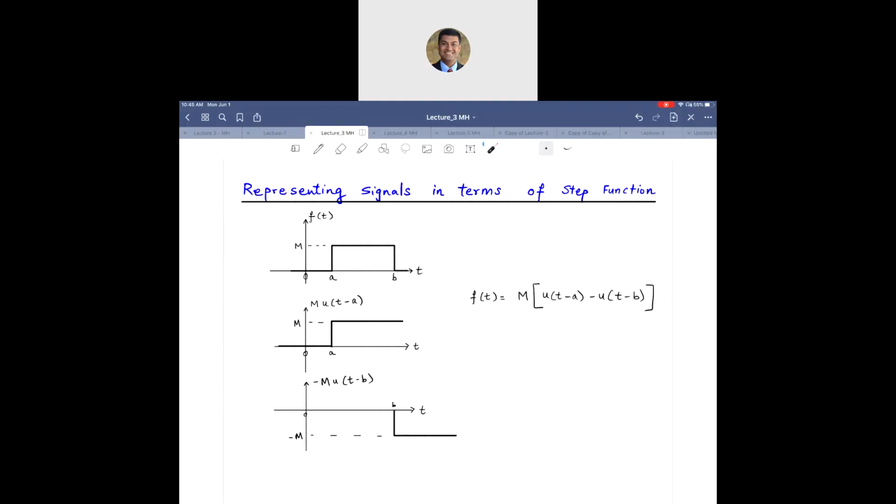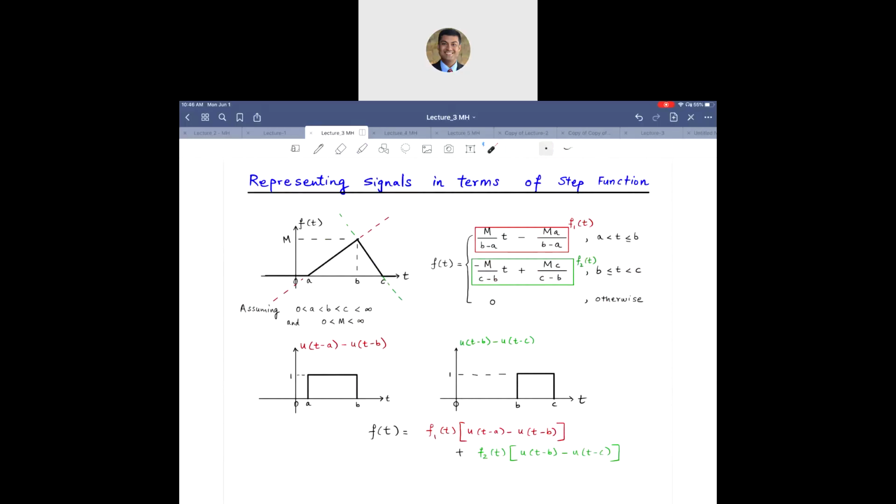Now, because I've already incorporated the negative sign here, I just need to add these two. If I add them, what do I get? I get my signal f of t, which can be mathematically represented as m times u of t minus a, minus u of t minus b. So you can express this very quickly by keeping track of a and b, and of course, you also have to include the m. So that's one quick way of representing signals in the form of u of t's, in step functions.